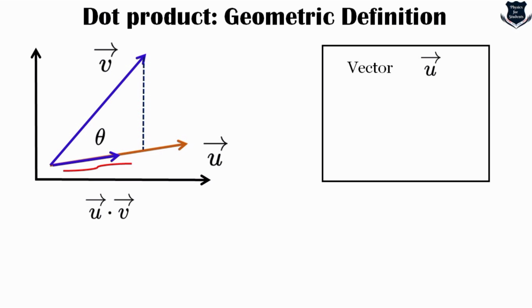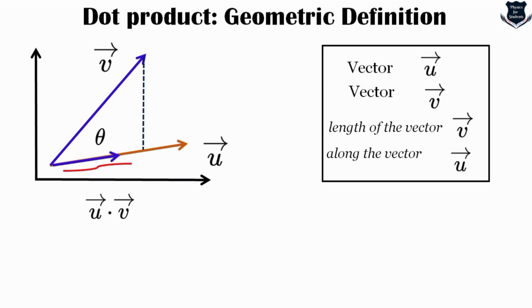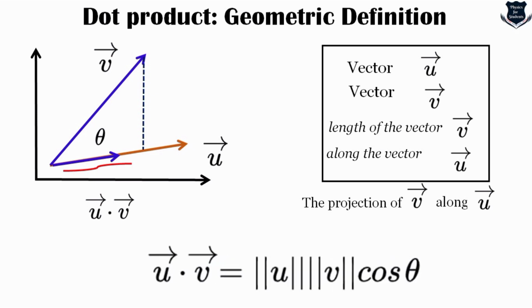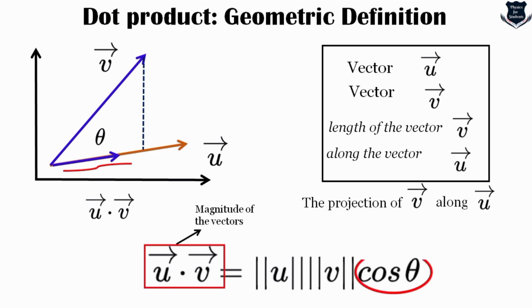So let us say we get a vector u and a vector v, and we are trying to find the length of the vector along the vector u. That means something is traveling along that vector. In mathematical definition, we represent this as the projection of v along u. Here u and v are vectors, so these represent the magnitudes of the vectors, and theta is the angle between the two vectors. So cos theta gives the angle between the vectors.